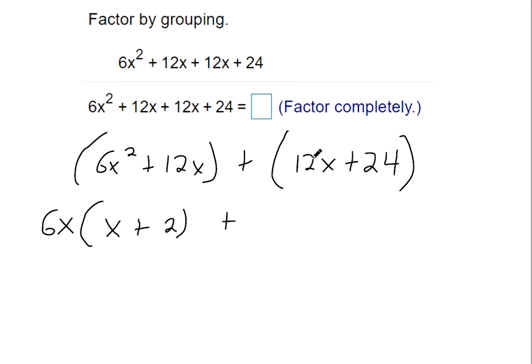Repeat the same step over here. We want to factor out the biggest number. We want to divide out the biggest number we can. 12 and 24 are both divisible by 12. So that's what's left over after we divide both of these by 12.